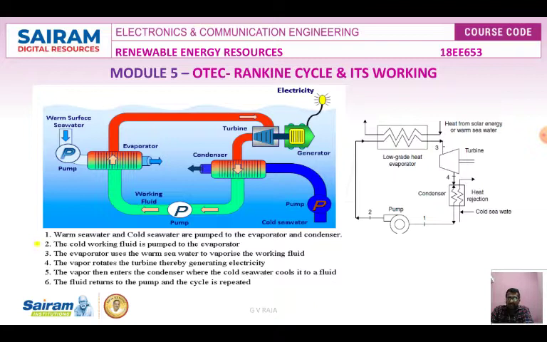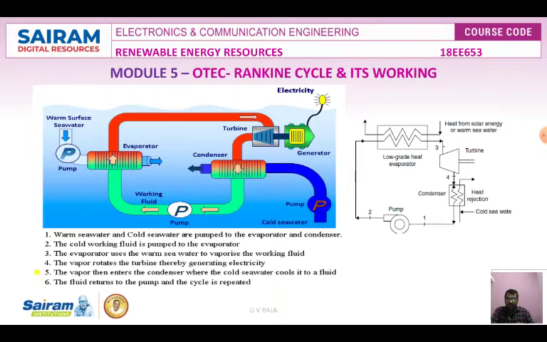So at that time the conversion is taking place. Due to the warm water, the cold working fluid is converted into hot steam. The evaporator uses the warm sea water to vaporize the working fluid, and the vapor rotates the turbine. So this is the third step, where the working fluid is converted into steam by the warm water. Fourth, the high pressure steam is given to the turbine, as the arrow mark in the picture shows, where the turbine starts to rotate, coupled to the generator in order to produce electricity.